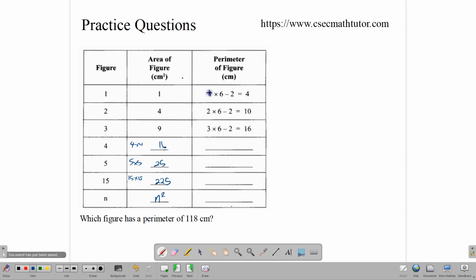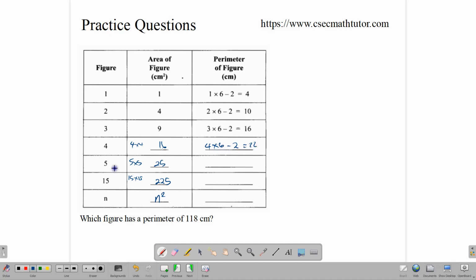Now this one also is pretty simple. Notice that we have 1, 2, 3, and 1, 2, 3 corresponds with the figure number over here. So the question is being kind to us, helping us to find it out. Notice that there's a common 6 and there's a common minus 2. So here, because there's a 4, we know that we should have 4 times 6 minus 2. 4 sixes are 24. 24 take away 2 gives us 22.